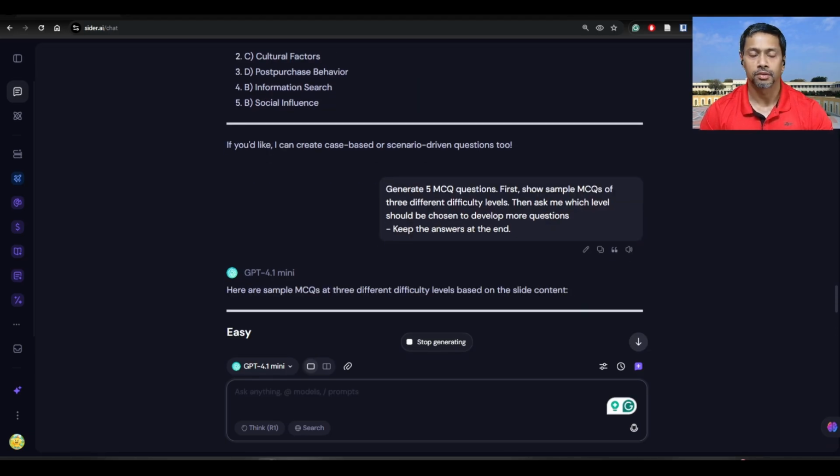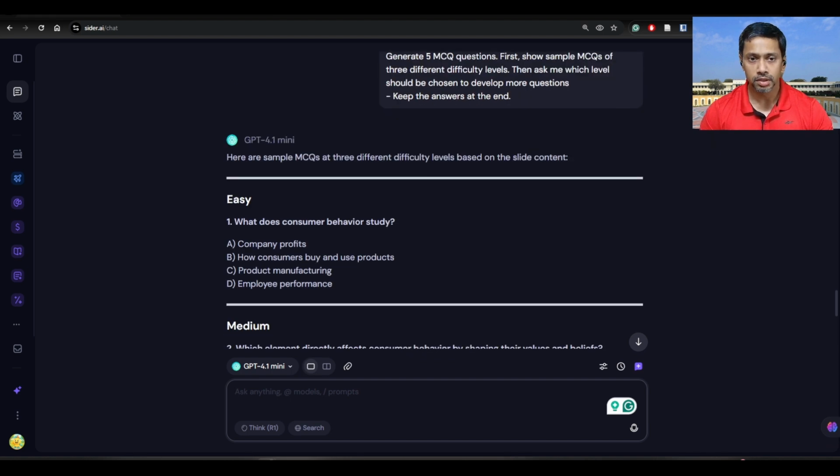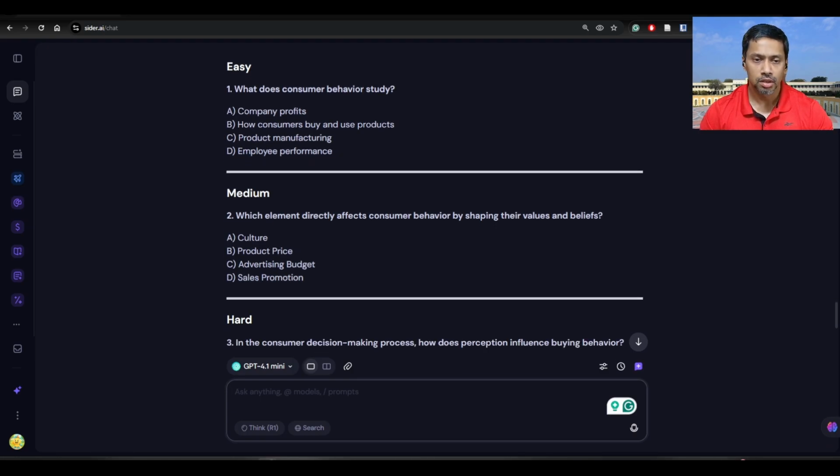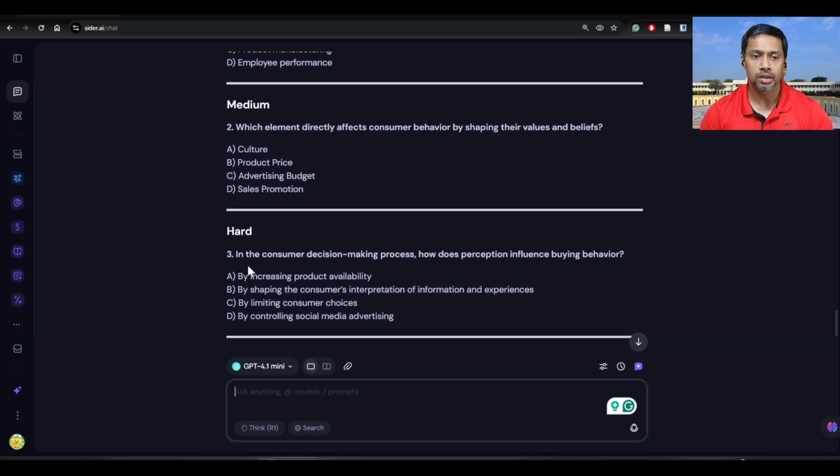Now you see what it has done is it has started giving me three sample MCQs first. This is an easy type: what does consumer behavior study? Then, based on its output, it says the medium one is: which element directly affects consumer behavior by shaping their values and beliefs. And the difficult one is: in the consumer behavior decision-making process, how does perception influence buying behavior?